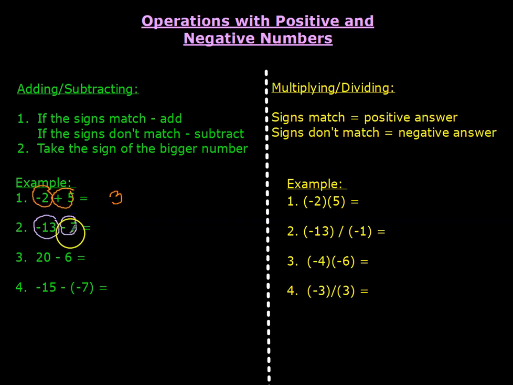Use the minus sign as a negative. These signs match. They're both negative. So I'm going to add: 13 plus 7 is 20. Step two, take the sign of the bigger number. The bigger number is 13, it's negative, so -20 is your answer.